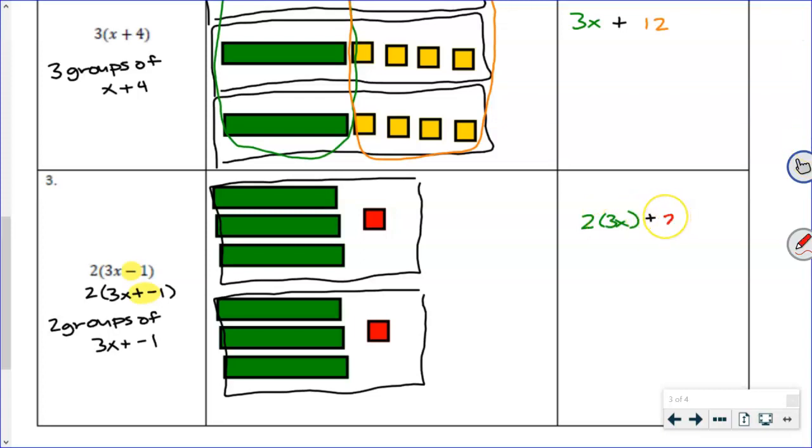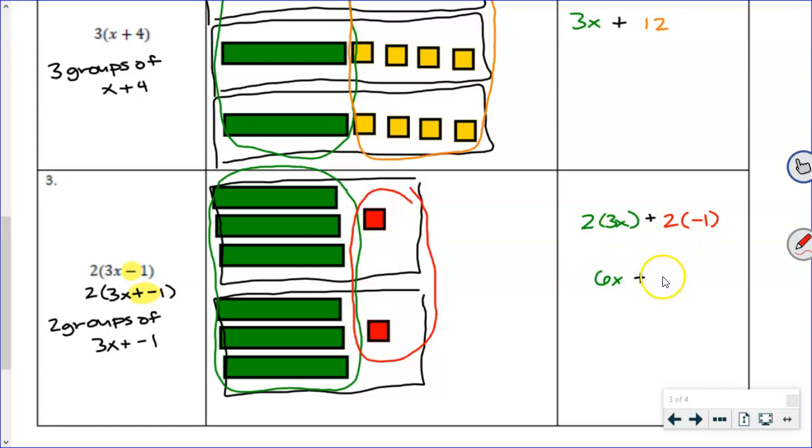Very good. 2 groups of -1. 2 groups of 3x and 2 groups of -1. So now when I'm looking across the groupings to see what all I have, 2 groups of 3x, you can count it up. You can see that there are 6x tiles there. And 2 groups of -1, looking across the groups, you can see we have 2 negative unit tiles. So 6x plus a -2.